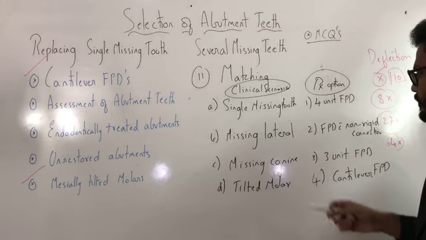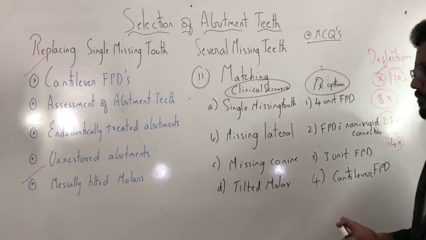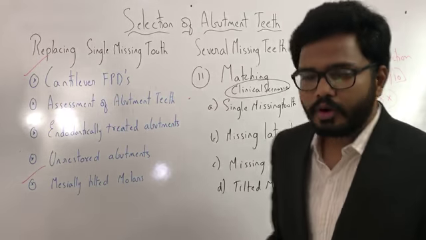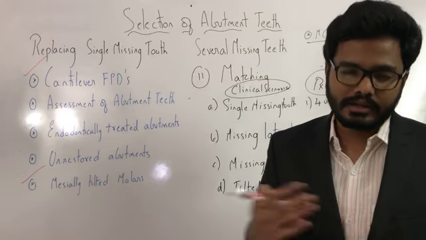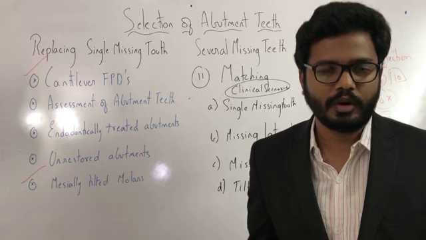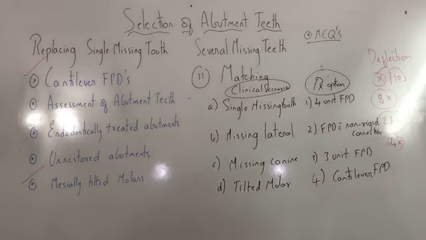So C1. And for tilted molar, we go for FPD with non-rigid connector, or we can even correct this tilting, or we can even go for prevention, right? So we have different options altogether. So A3, B4, C1 and D2.